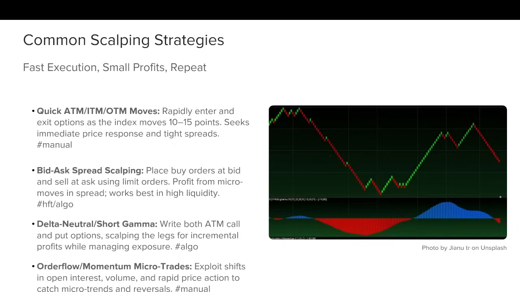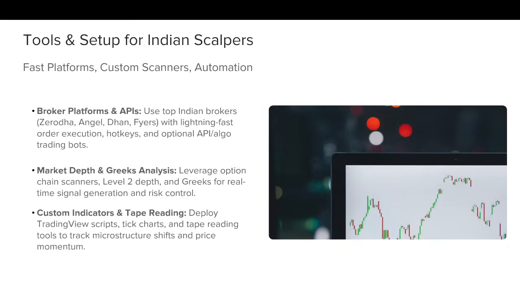Last, order flow or momentum micro trades. Exploit shifts in open interest, volume and rapid price action to catch micro trends and reversals. This can be done manually. Now what I'm going to show is basically this fourth particular point. Okay, just keep this in mind. We'll go to this in detail.